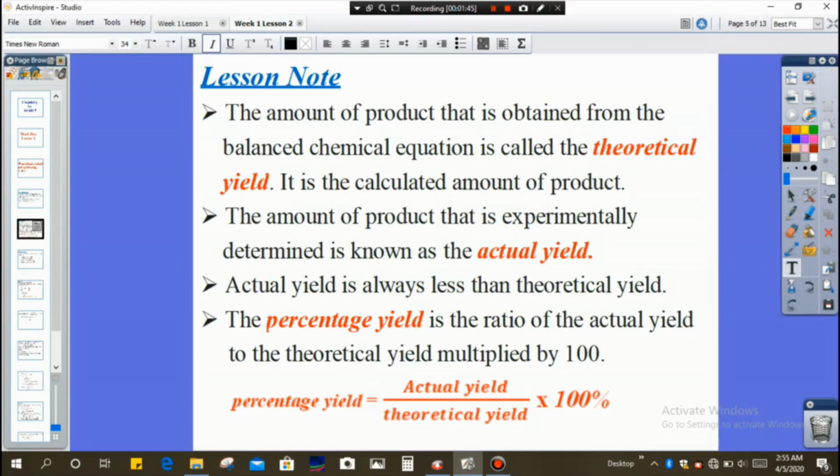The other important point you must remember about the theoretical yield and the actual yield is that theoretical yield is greater than or equal to the actual yield. Theoretical yield is always greater than or equal to the actual yield, or the actual yield is less than or equal to the theoretical yield.